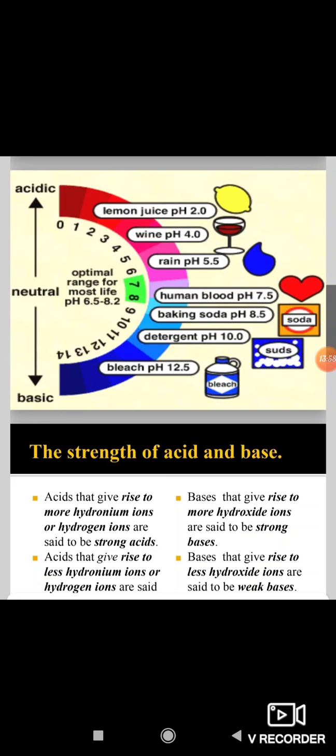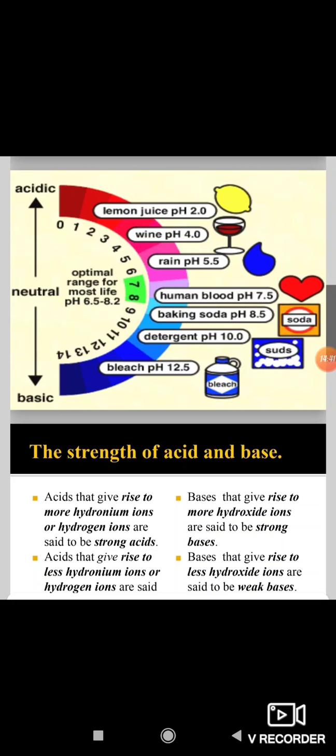And then the strength of acids and bases. Acids that give rise to more hydronium ions or hydrogen ions are said to be strong acids. Bases that give rise to more hydroxide ions are said to be strong bases.